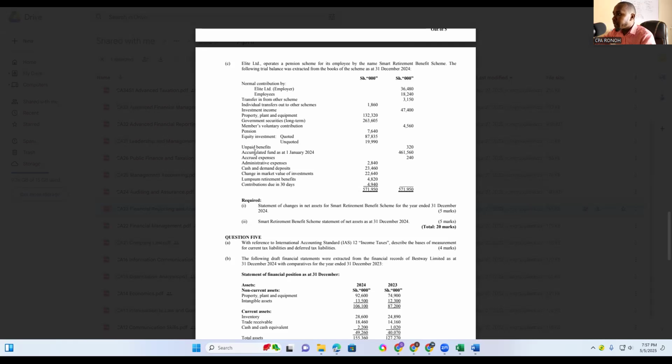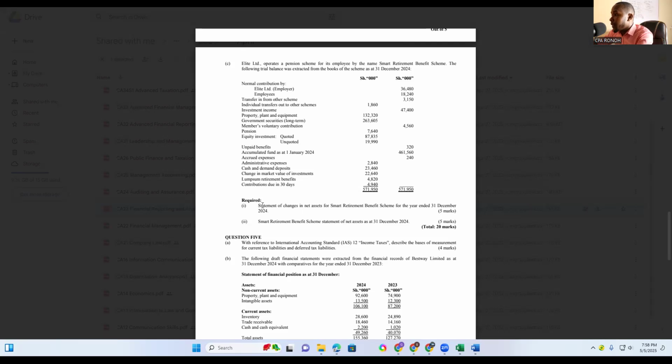We have accrued expense, admin expense, cash and demand deposits, changes in market value, lump sum retirement benefit, contribution due in 30 days. So the examiner wanted you to prepare the statement of changes in net assets for the Smart Retirement Benefit Scheme for the year ended 31st December 2024. And number 2 is the statement of net assets of the Smart Retirement Benefit Scheme as at 31st December 2024.